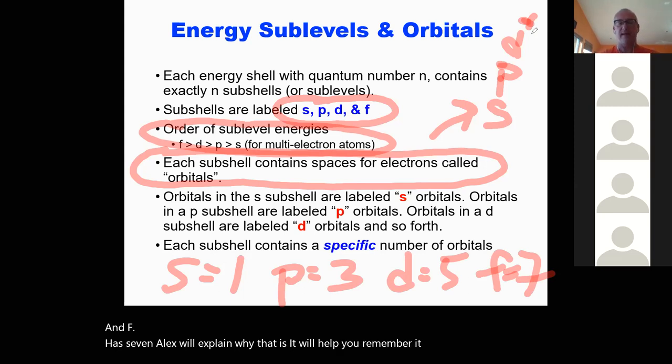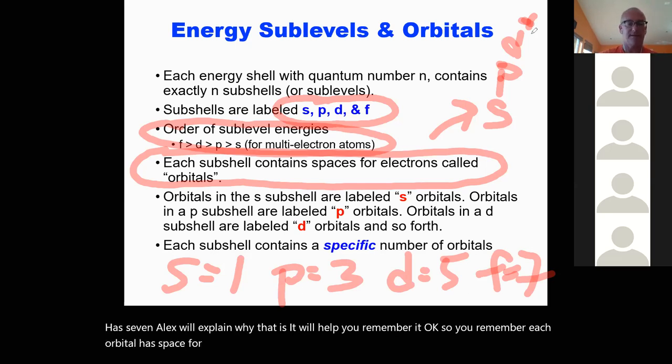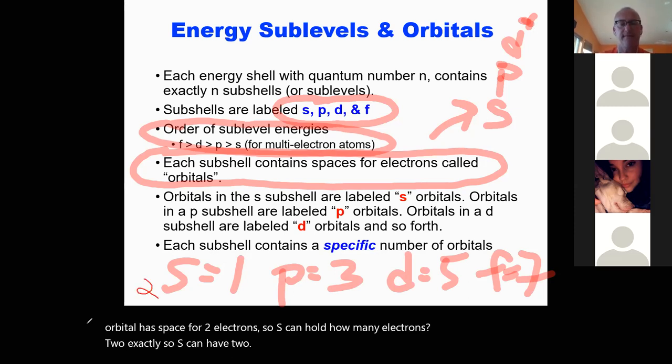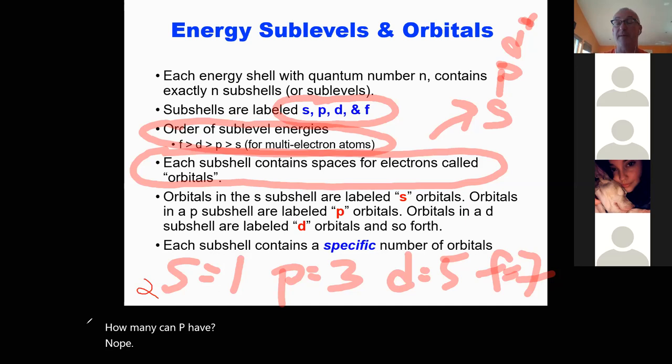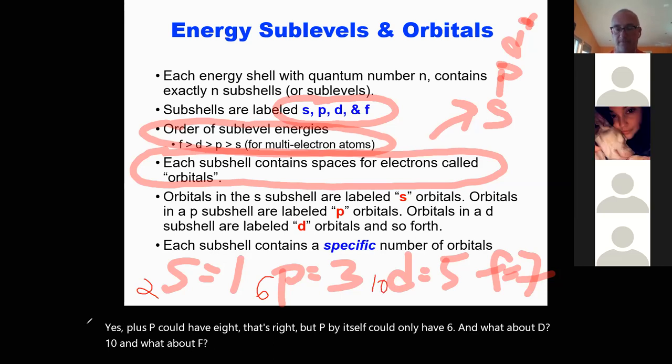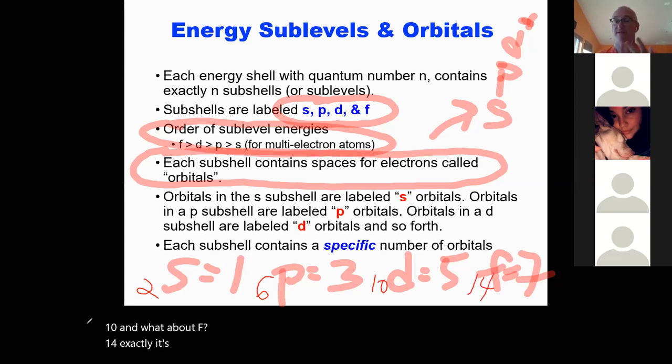Okay, so remember each orbital has space for two electrons. So S can hold how many electrons? Two, exactly. So S can have two. How many can P have? Eight. Nope. Six. S plus P could have eight, that's right. But P by itself can only have six. What about D? 10. 10, mm-hmm. And what about F? 14. 14, exactly. It's just two electrons in each.